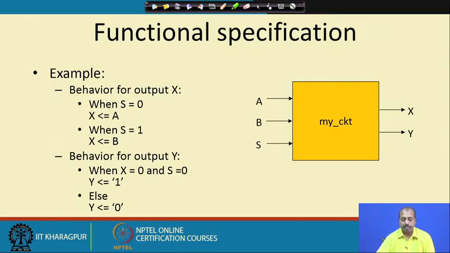So, from the English language description of my circuit, we know that when s is 0, x will get a, and when s is 1, x gets b. So, there is a multiplexer here between a and b, and that select line is s, and then it is x. And if x is 0 and s equal to 0, then y is 1, otherwise y is 0. That is the description.